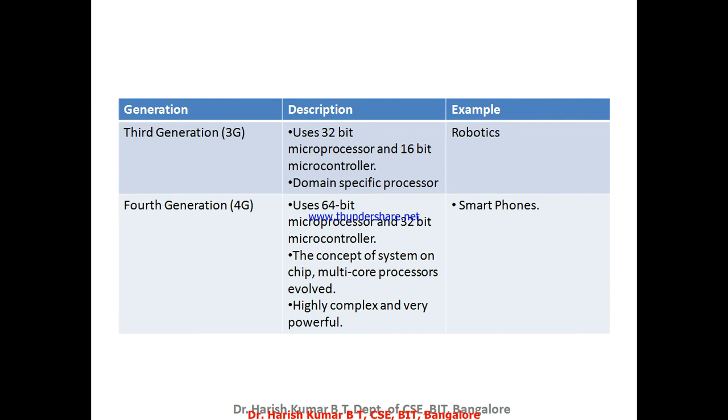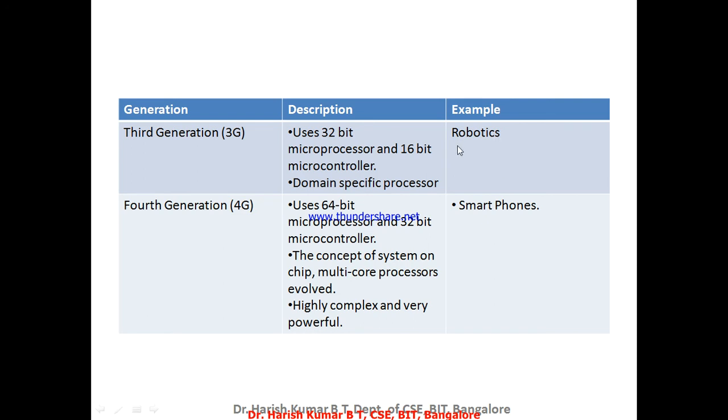Third generation embedded systems started using the 32-bit microprocessor and 16-bit microcontroller, and these third generation embedded systems are domain specific. That means each embedded system used to look unique from one domain to the other. The best example I can give is robotics. Many industries started using robotics for doing the work at a much faster rate, and also to reduce the manpower.